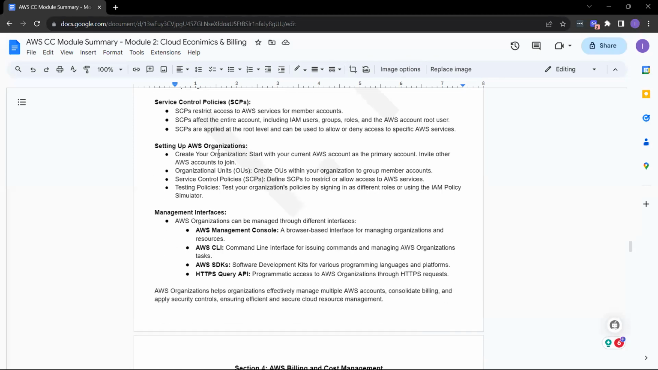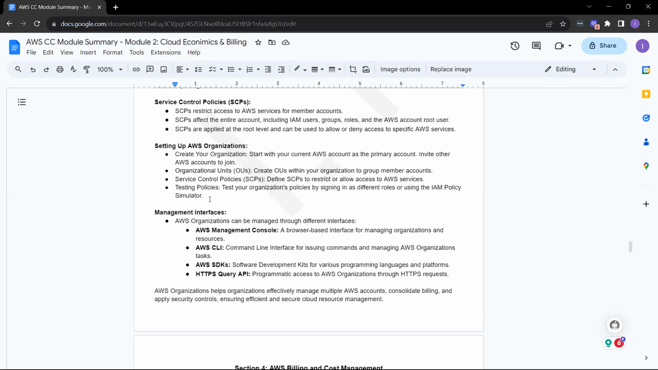So let's look at setting up AWS Organizations. First, you create your organization. You start with your current account as the primary account. You create it and then you invite all the other separate accounts to join. After you invite them, you create your organizational units and group the member accounts under the organizational units. And then you define your service control policies to restrict or allow access to the services. After that, you can test those policies.